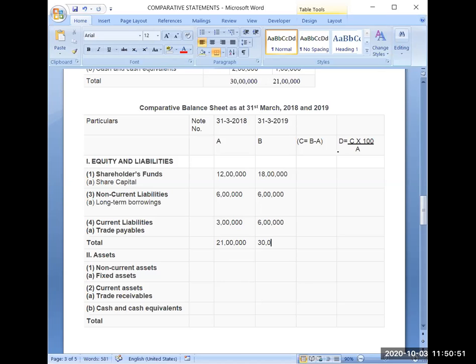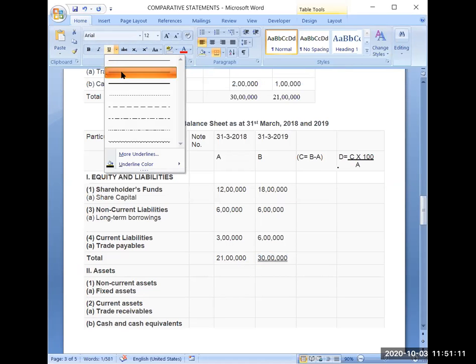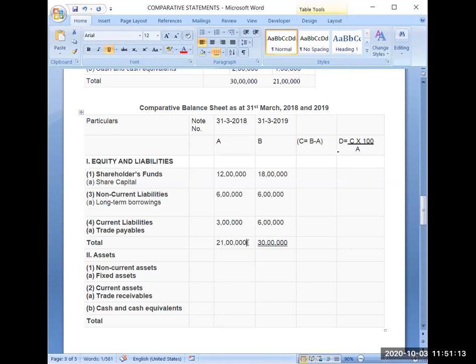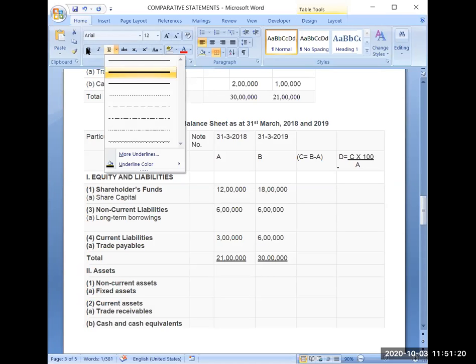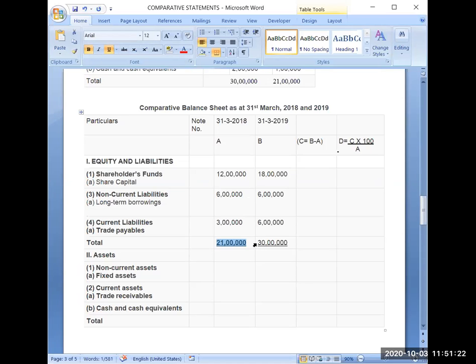Sometimes students get confused in exams that why this total is not equal. See, this is not assets and liabilities. These both are liabilities of the company. It is liability in 2018 and the second one is liability in 2019. So it need not be equal. That you keep in mind. And because these are totals, we will double underline it. I will highlight it also.